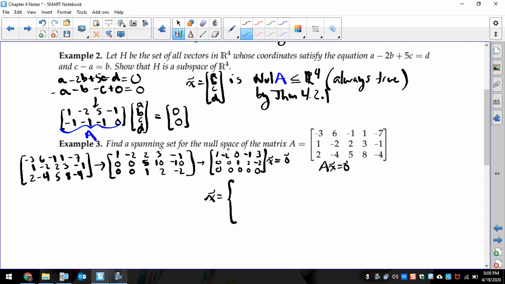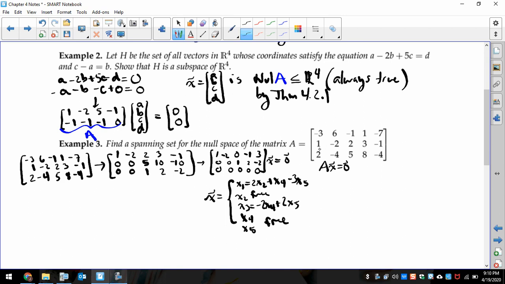So here, we have free variables. x1 is made up of 2x2. This is also a free variable, x4, so that's 1x4, and negative 3x5. x2 is free. x3 is a basic variable. It's going to be made up of negative 2x4 plus 2x5. x4 is free, and x5 is free.